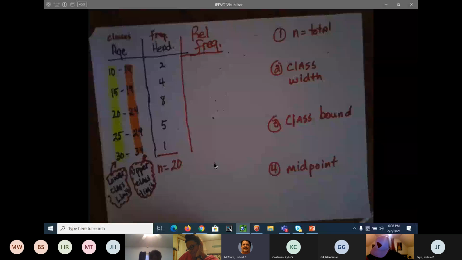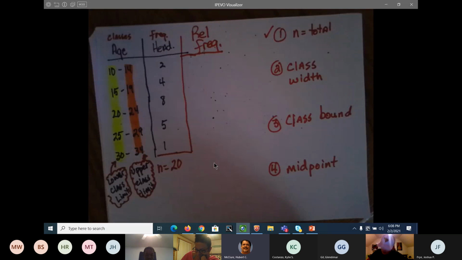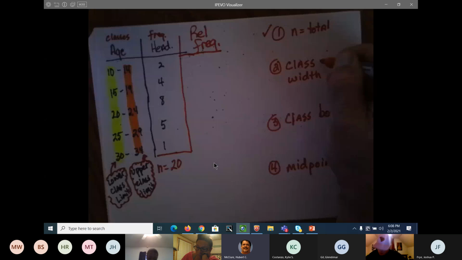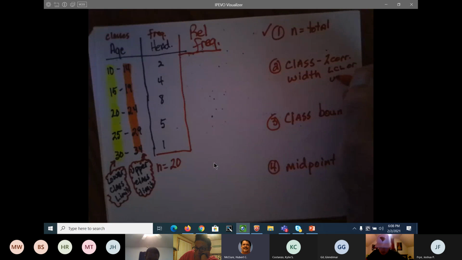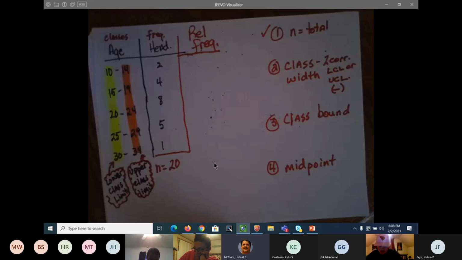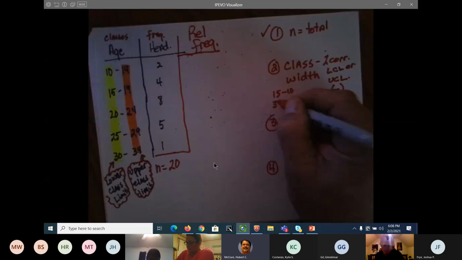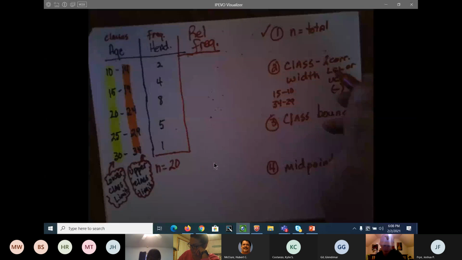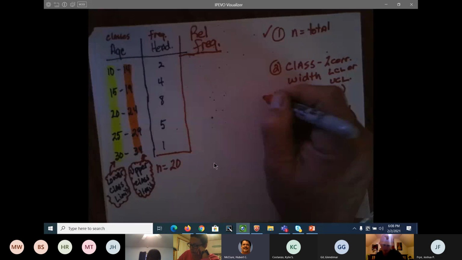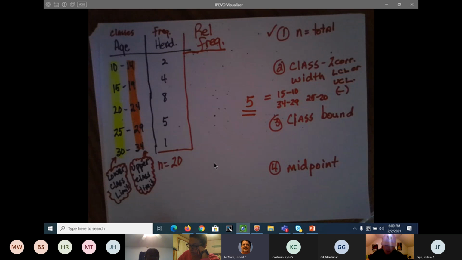All right, so we did the total, we did N, now the class width. I'm going to take a corresponding lower class limit or upper class limit and subtract two corresponding lower class limits. So I'm going to give you some examples. 15 minus 10. 34 minus 29. 25 minus 20. And all of those equal what? 5. So your class width is equal to 5. So we got that taken care of.